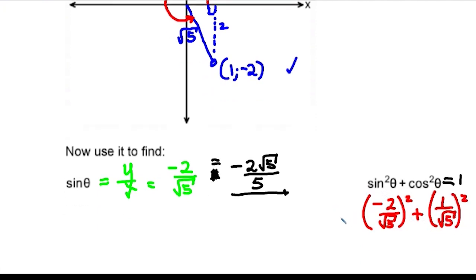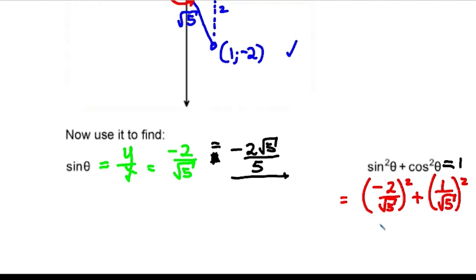Right, and when we square these out, so notice that's sine theta, now we're going to square it. We're going to get 4 over root 5 squared, which is 4 over 5. And this is 1 over 5. Final answer, 5 over 5, 1.